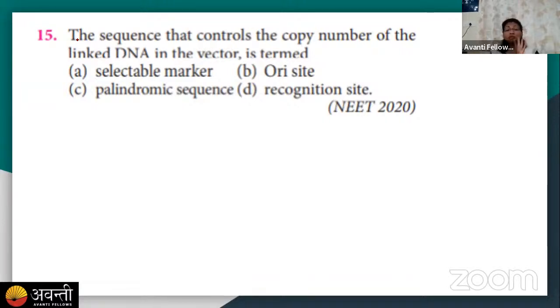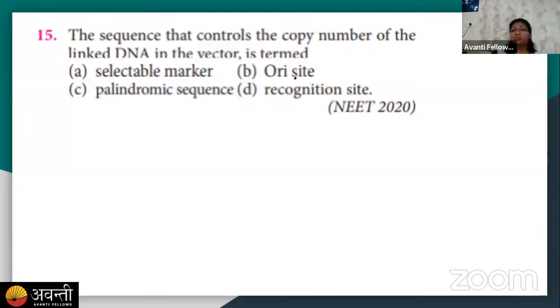So here we have 4 different sequences which are usually found in a vector. Out of these 4, you have to find out one. A, selectable marker. B, ORI site. C, palindromic sequence. And D, recognition site. So you have to find out which one is responsible for controlling the replication. Yes.